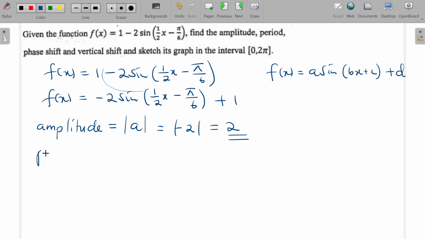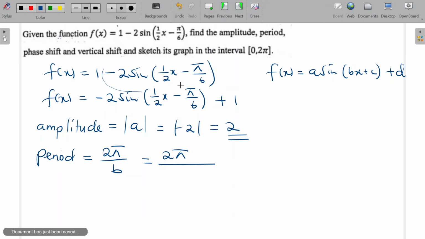Then you go to the period. Since here we are using radian measure, the period is equal to 2 pi over B. 2 pi is a radian measure. Then B, here what is our B? It is the number that is with the x, which is just 1 over 2. So I'll write 1 over 2 here, and it will be equal to 4 pi. And you get your other mark.